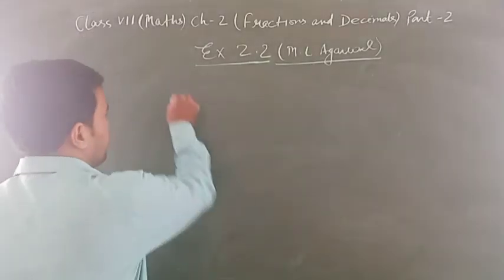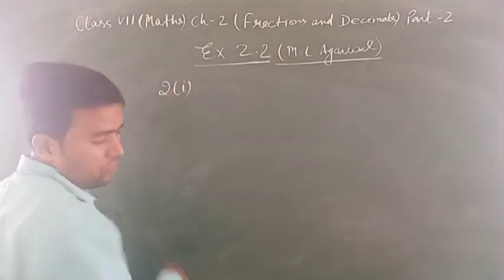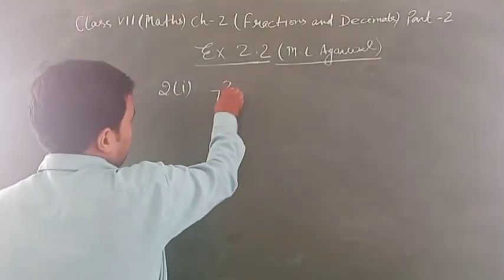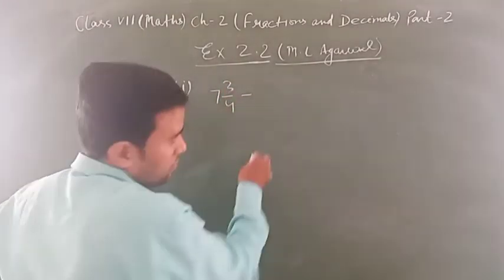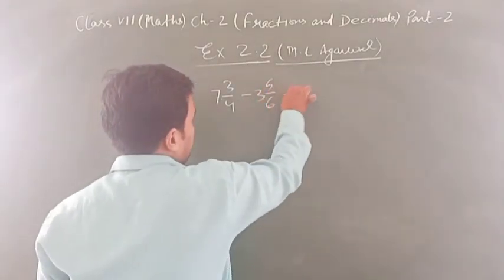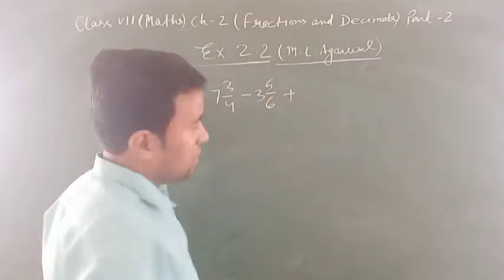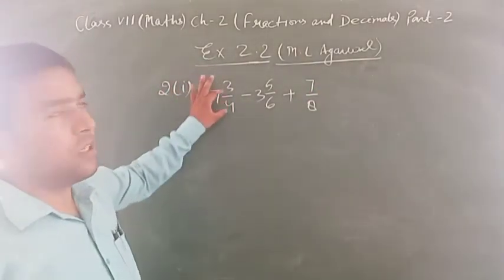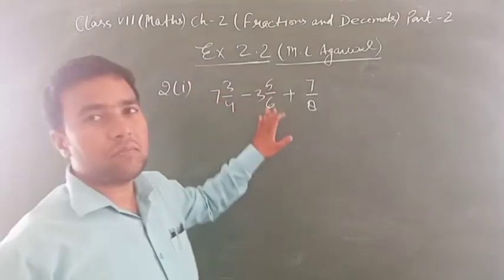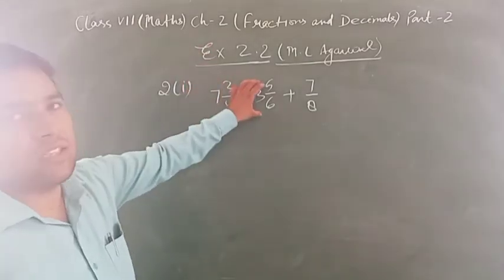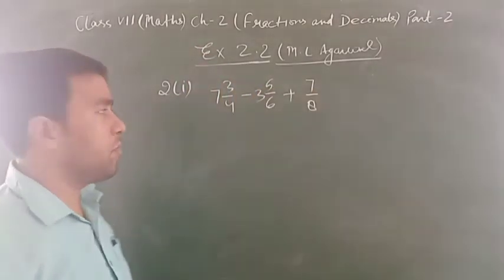Second one. Simplify the following. 3 whole 5 by 6 plus 7 by 8. 7 whole 3 by 4 minus 3 whole 5 by 6 plus 7 by 8. Clear? So whatever mixed fraction is given, you will change into proper fraction.